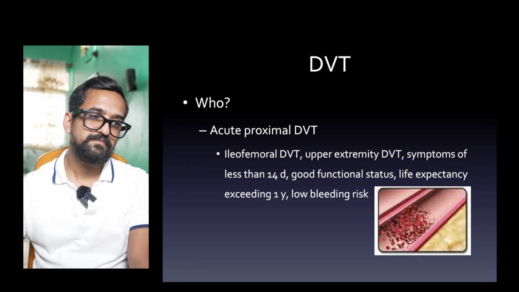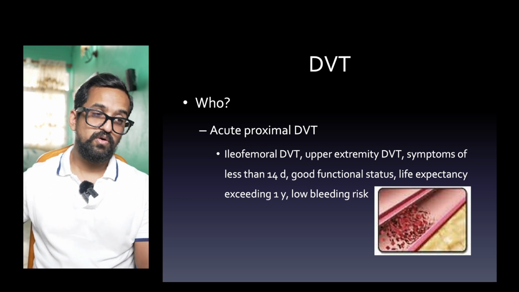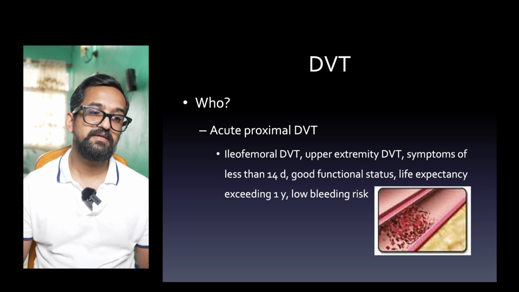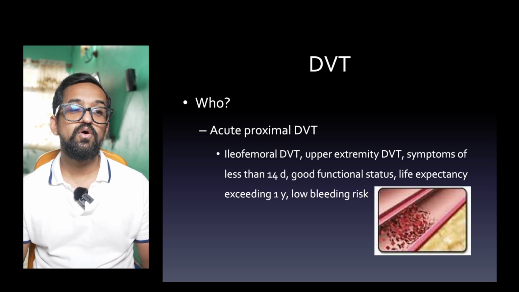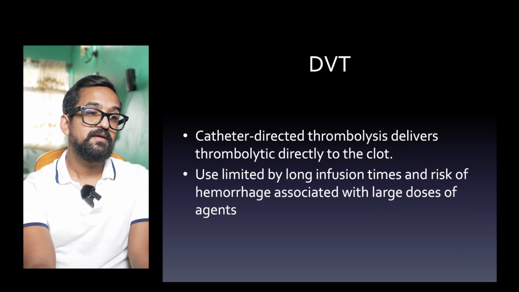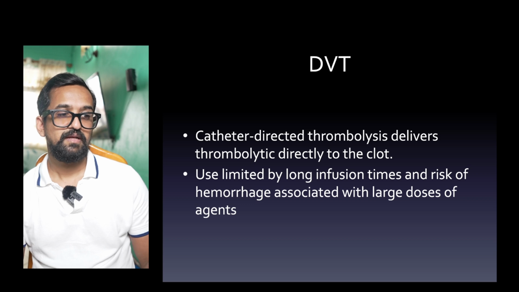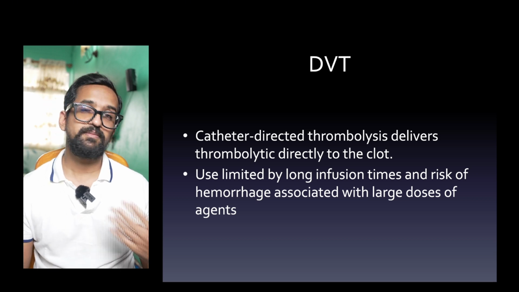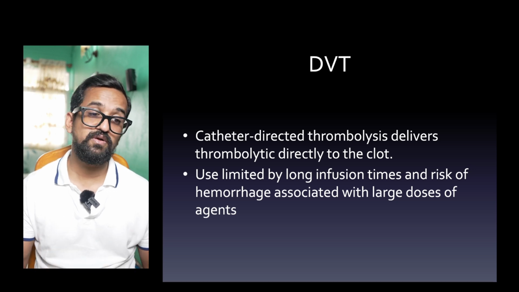Now, DVT. Acute proximal DVT, meaning it's high femoral, like iliofemoral, or upper extremity DVT, with symptoms of less than 14 days, good functional status, life expectancy exceeding 1 year, and low bleeding risk. These ones you can use catheter-directed thrombolysis. Use is limited by long infusion times and risk of hemorrhage associated with large doses of agents. So sometimes it's just best to give them anticoagulants and repeat follow-up and hope that the clot will resolve on its own.